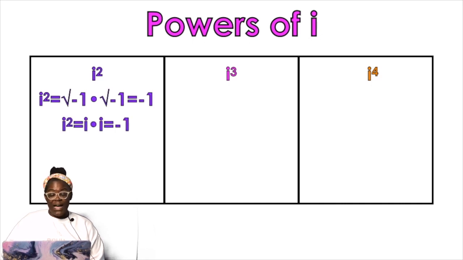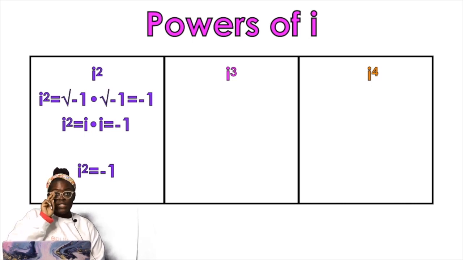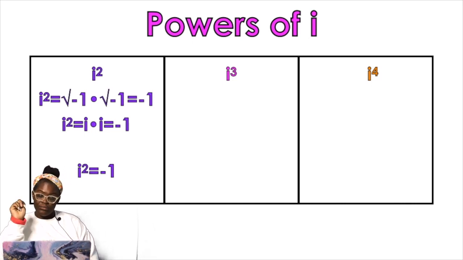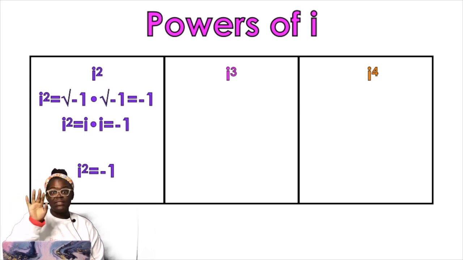So i squared is i times i. And i times i equals negative 1. So i squared equals negative 1. Boom, right? So that's basically the gist. If it's the square root of negative 1 times the square root of negative 1, those square roots cancel each other out, and I'm just left with a negative 1 under the radical. That i squared is the basis of everything else.